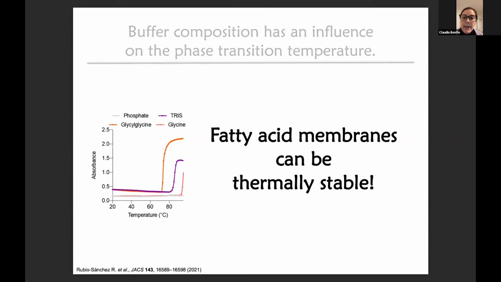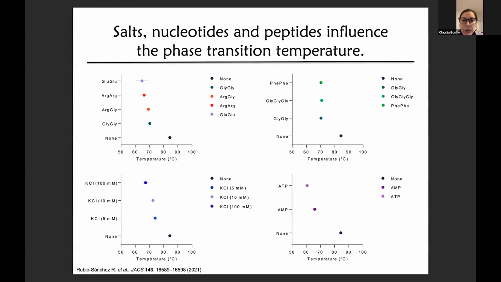And so the take-home message from this, if you look at the next slide, is that fatty acid membranes are not actually thermally unstable as we assumed. They can be thermally stable. It's just a matter of choosing the right buffer that doesn't change the pH. The next slide shows that we've also tried to tune the temperature at which this transition happens. You can see that if we have peptides, salts, or nucleotides in solution, the temperature of this transition is quite affected.